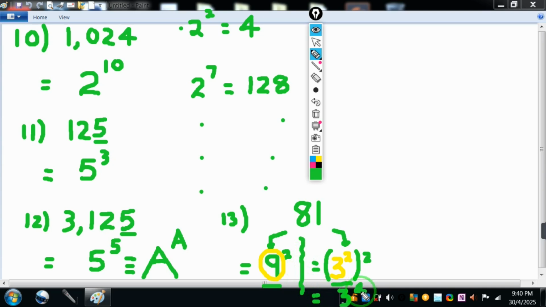And don't you be super duper smart and say 3 to the power of 4 is equal to 81. Of course it's understood as 81 because we were asked to come from 81 to this format. So this part, no need to write again.